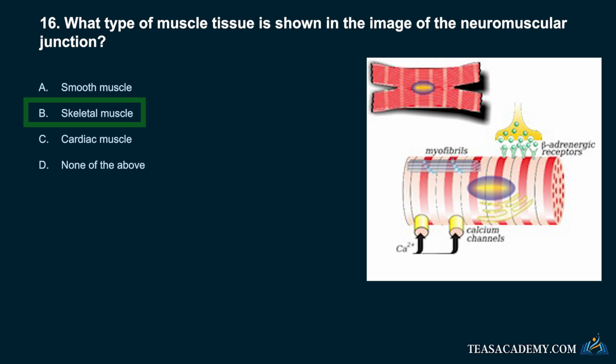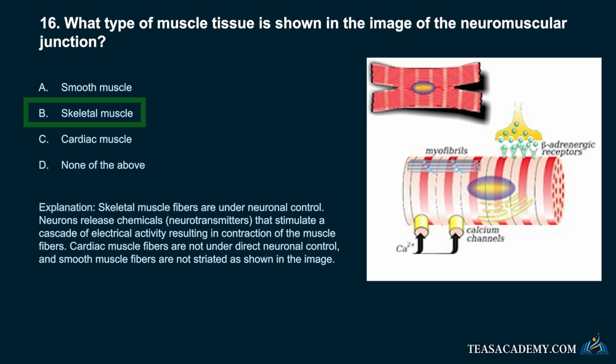Correct answer, B. Skeletal muscle. Skeletal muscle fibers are under neuronal control. Neurons release chemicals, neurotransmitters, that stimulate a cascade of electrical activity resulting in contraction of the muscle fibers. Cardiac muscle fibers are not under direct neuronal control, and smooth muscle fibers are not striated as shown in the image.